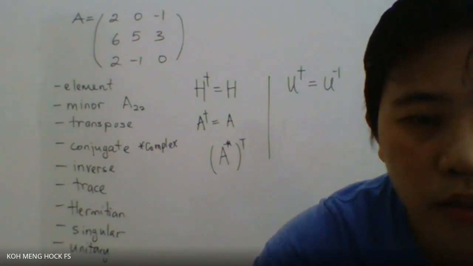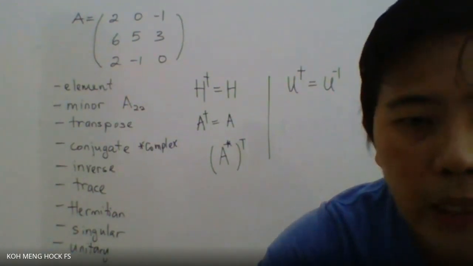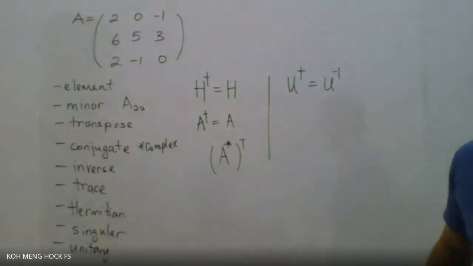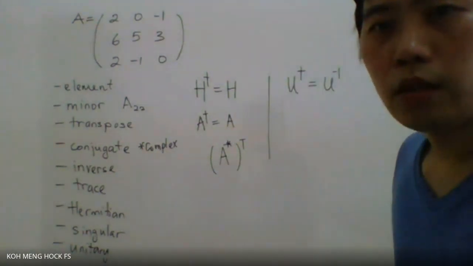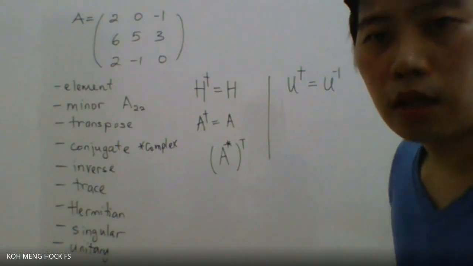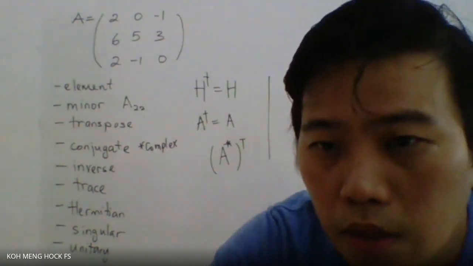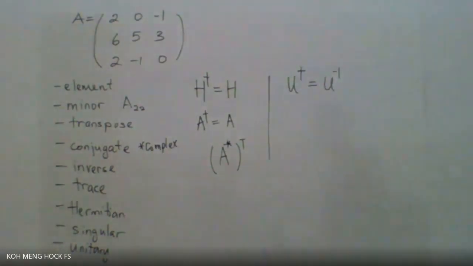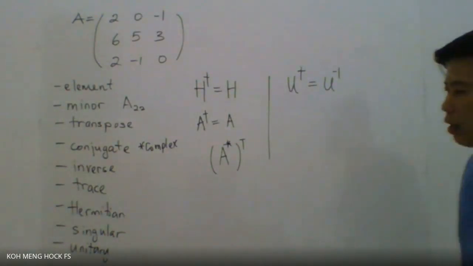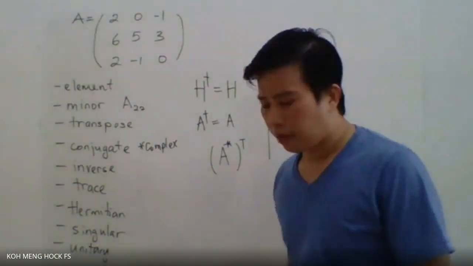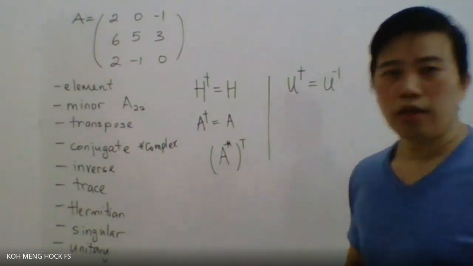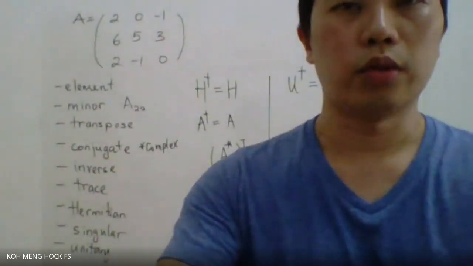Sorry. And then the next one is singular matrix. So singular matrix, sudah dengar? Singular matrix. A singular matrix is a matrix that you cannot invert. Okay, a matrix which you cannot invert is known as a singular matrix.